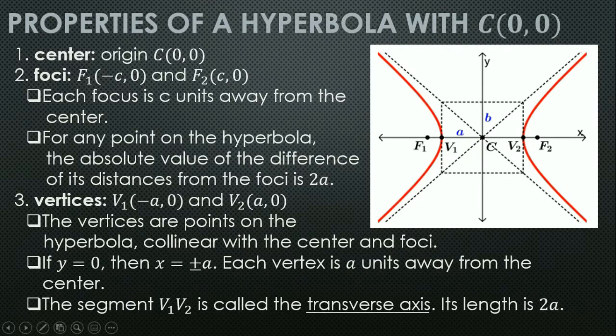The segment v sub 1, v sub 2, this part, is called the transverse axis. Its length is 2a. Transverse axis yung tawag dito. Ang length niya, ang haba niya ay 2a. Okay?